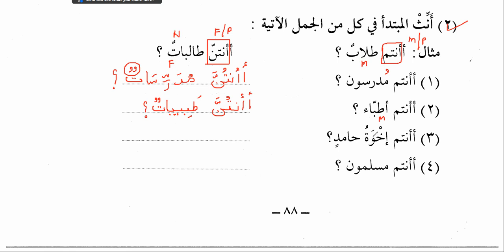أأنتم إخوة حامد. Ikhwa is the plural of male brothers, okay? Hamid, and this is in a mudaf and mudaf ilayh structure. So, أنتن. What will be the plural of إخوة, which is for male brother? أخوات. Okay, this is sound plural: akhawat Hamidin.